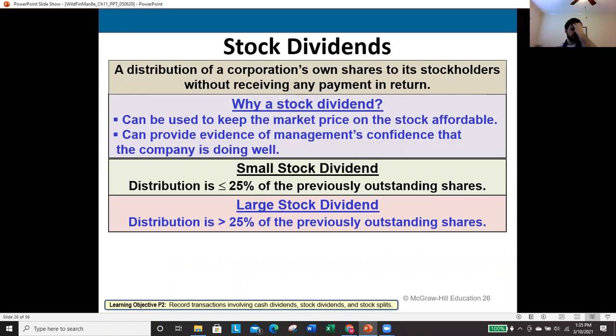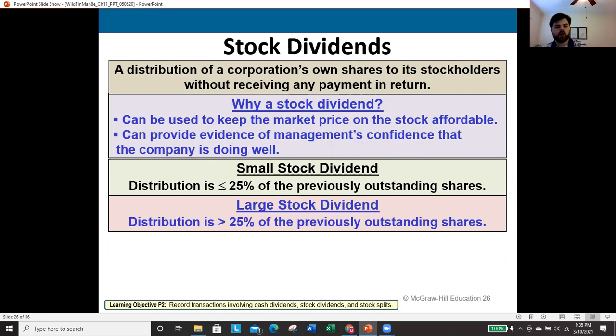So why might I use a stock dividend? This is typically used to help keep the market price on stock affordable, and this can provide evidence that we are confident the company is doing well. The reason this tends to keep the market price on the stock affordable is because we're putting more stock out there, so it's diluting the price per share, which keeps it in this ideal trading range.